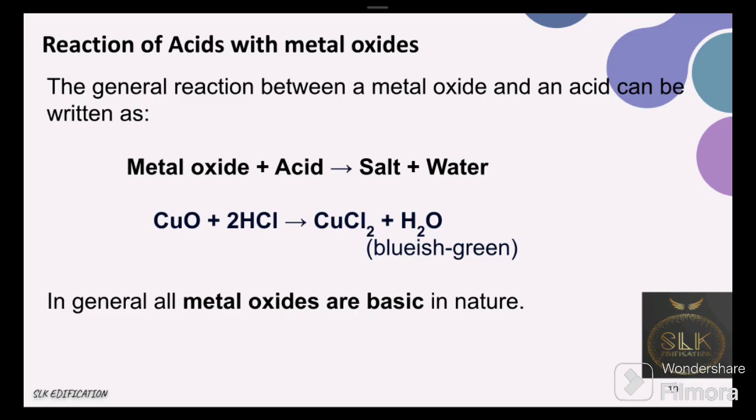Reaction of acids with metal oxides. Metal oxide, when reacting with acid, gives salt and water. In general, all metal oxides are basic in nature. This reaction is similar to the reaction between a base and an acid. Non-metal oxides are acidic in nature, so reactions won't take place between acid and non-metal oxide.